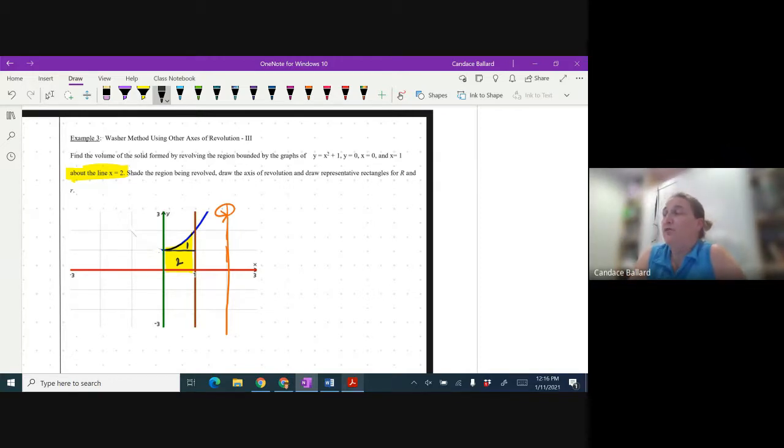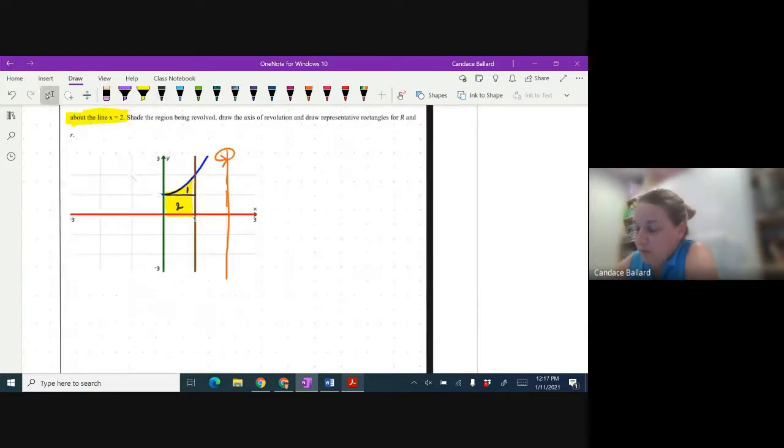Okay, so the first thing you have to identify is, do you have a disc or do you have a washer? Remember, a disc touches your axis of revolution and a washer does not. So can you guys tell me if I have a disc or a washer? I know you're paying attention because it said washer at the top of the example, right? It has to be a washer.